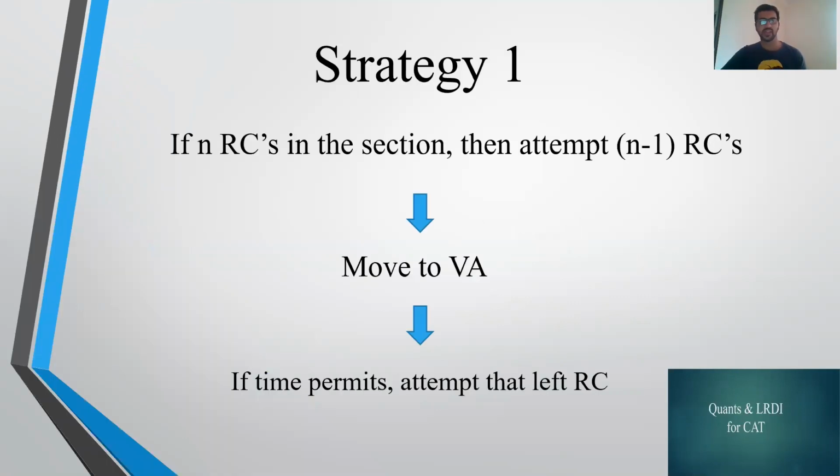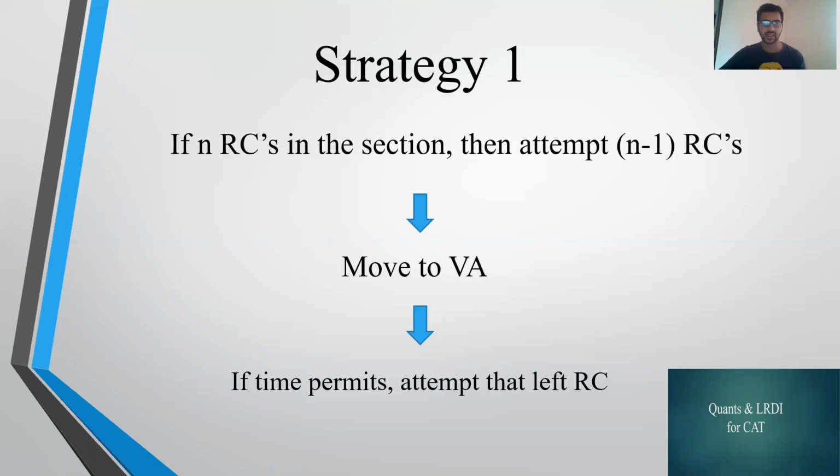The first strategy says if n RCs are in the section, then attempt n minus 1 RCs. This is not a formula or something of that sort. It just says if there are three RCs in the exam, you have to attempt only two RCs. So if you now know that you are attempting only two RCs, how are you going to select those two RCs? That's the question in the first place.